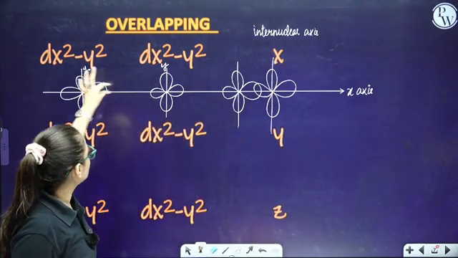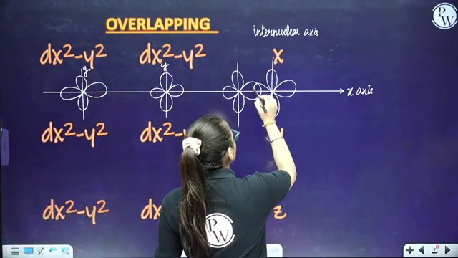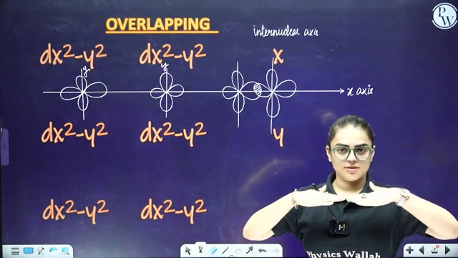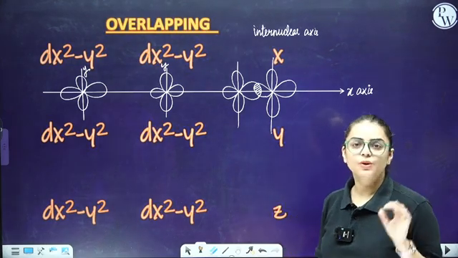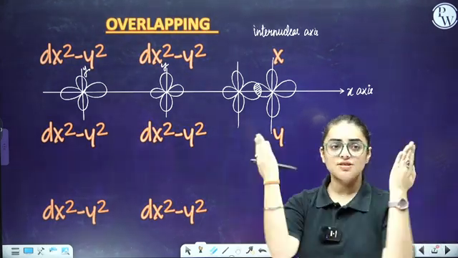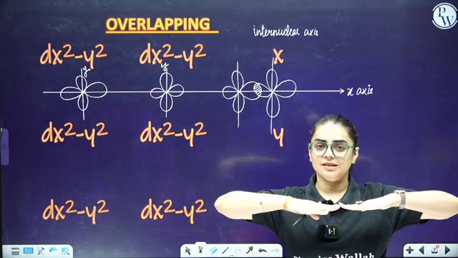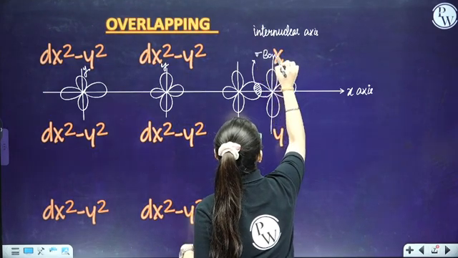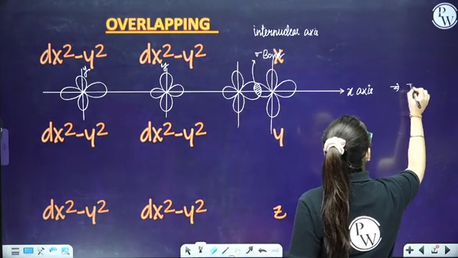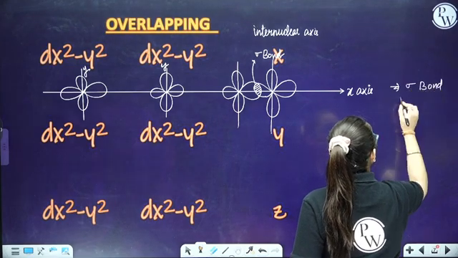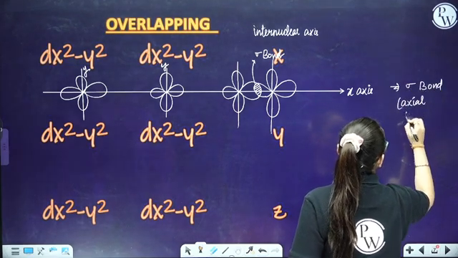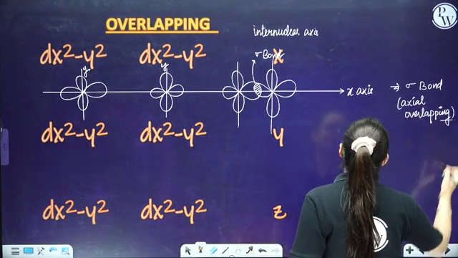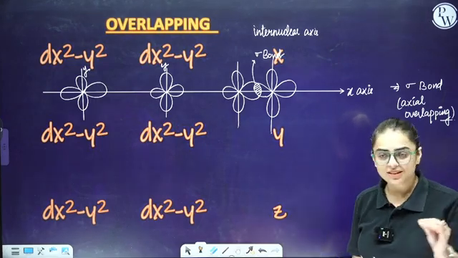See, when these lobes interact with each other, what will happen? Which kind of a bond is created? You can clearly see it is coming like this. Only 2 lobes are involved over here. You can clearly see, and on the same axis, not the sideways, not from the top, not from the bottom. It is coming like this. So it is basically the formation of which kind of a bond? Sigma bond. Here it is axial overlapping. Very simple part. Now let us take another case.